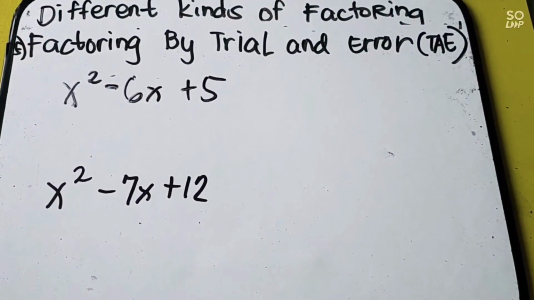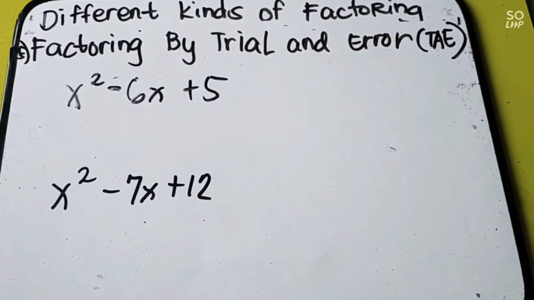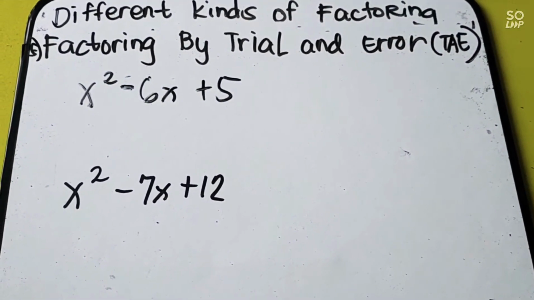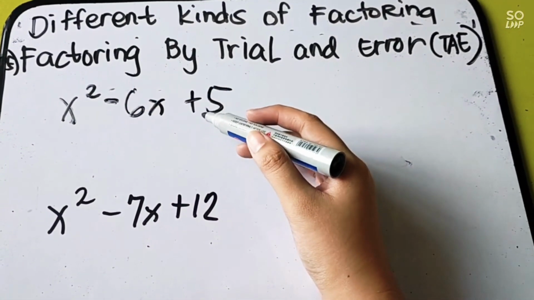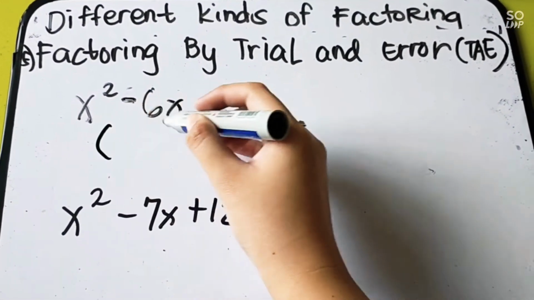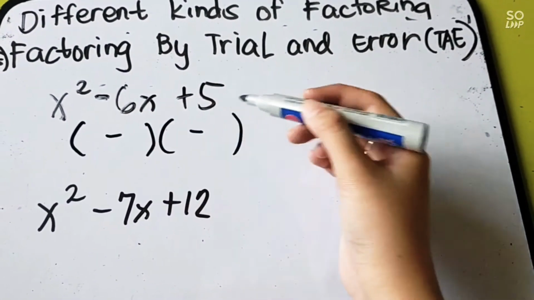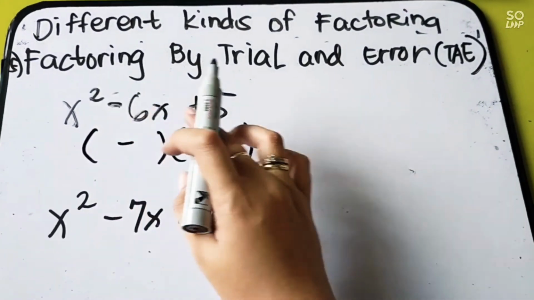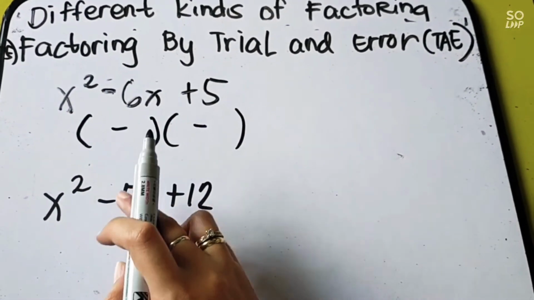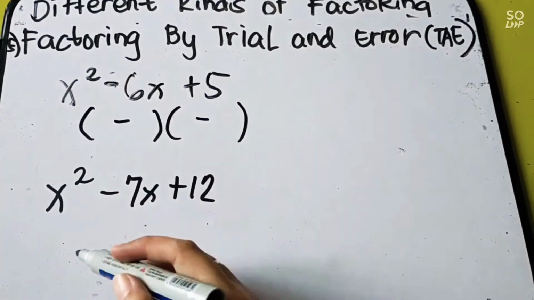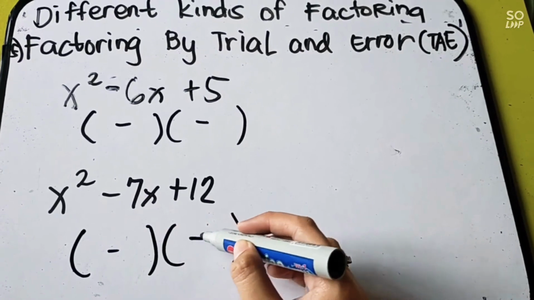This one, we have a negative sign at the middle term. What if there is a negative sign in the middle term? How will you factor this one? If there is a negative middle sign and the last term is positive, your factors should both be negative. When everything is positive, both are positive. But if the middle sign is negative, they are both negative. Is that clear? Negative, negative.